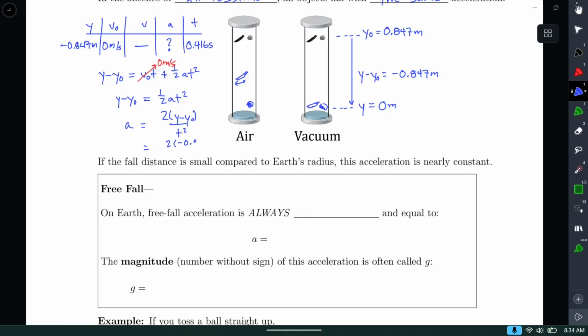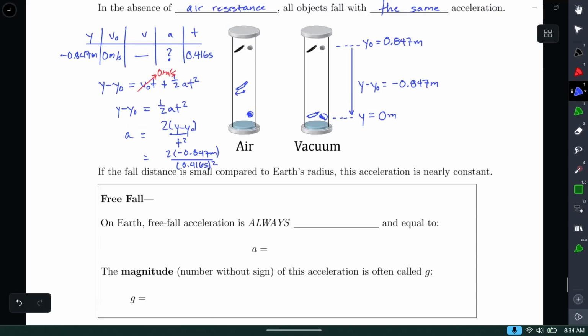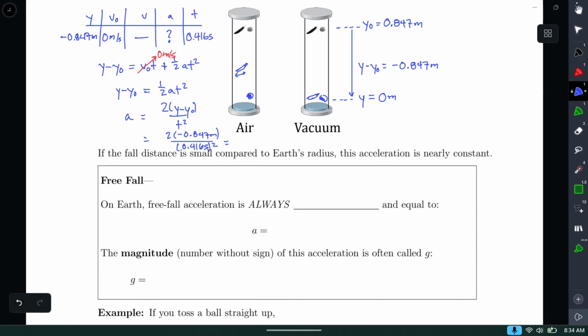So this was a drop of 0.847 meters. And it took a time of 0.416 seconds. We square that. Can someone calculate that for me? Let me know what you get. Negative 9.79. Okay, yeah, let's call it an even negative 9.8 meters per second, or meters per second squared.